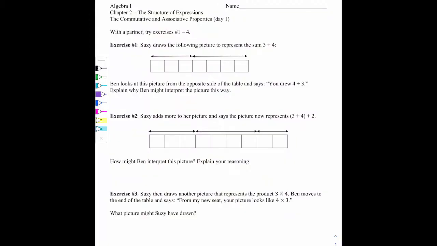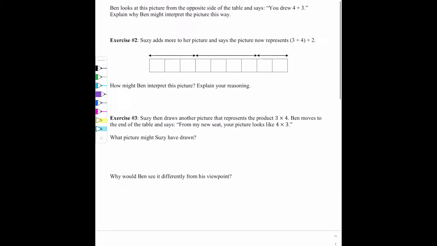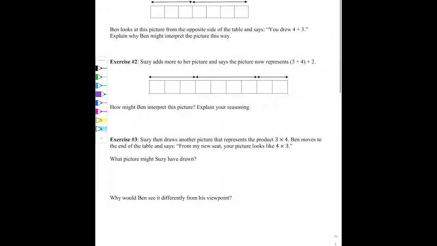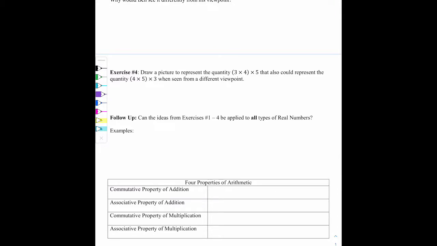Today's lesson is the commutative and associative properties, day 1. So first, on your own, I would like you to complete exercises 1 through 4. Exercises 1, 2, and 3 are on your current page about Susie and Ben. Exercise 4 goes into the next page, just at the very top. And then you and I will talk about a follow-up after that.